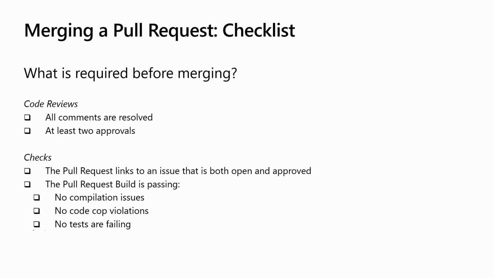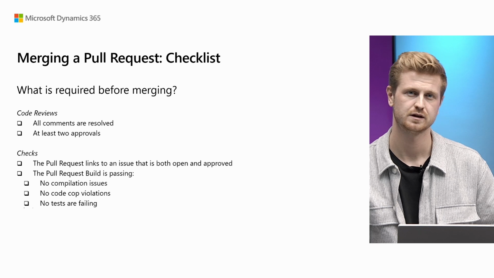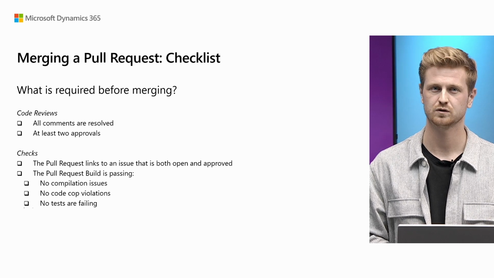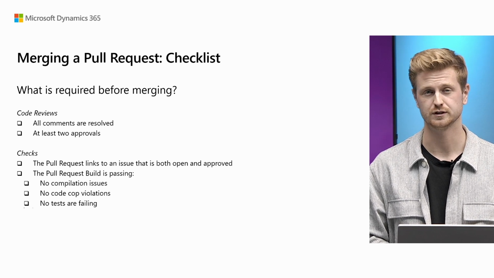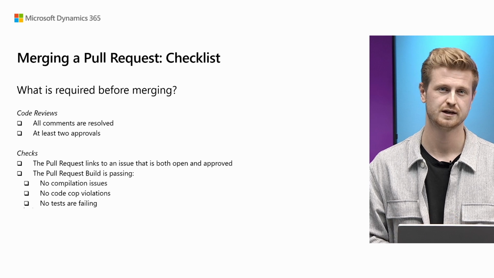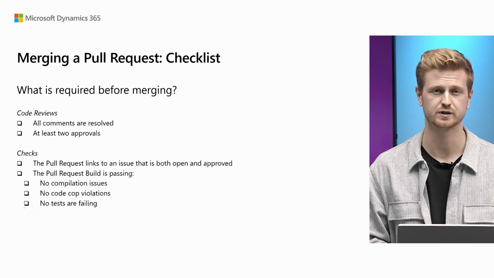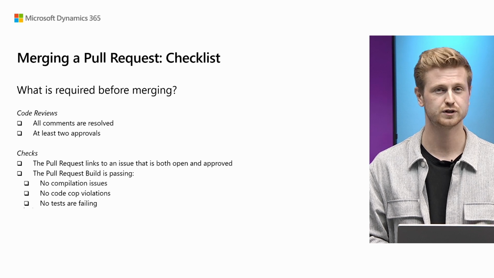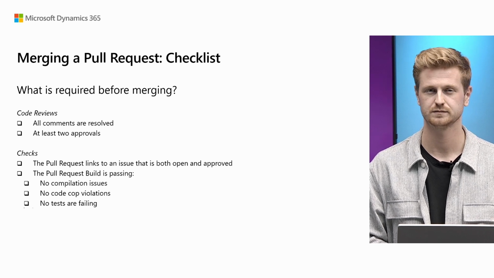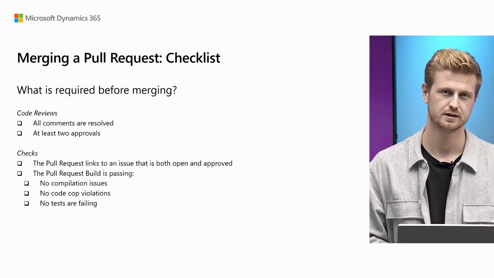So to wrap up, I've made a short checklist of what it takes to make a contribution into the BCApps repository. First of all, you need that all comments are resolved. You need at least 2 approvers. You need to link your pull request to an issue. And then the pull request build needs to be passing, meaning no compilation issues and no test failures. If you can check off all these boxes, then you can merge your pull request. And you've made a contribution into the BCApps repository.